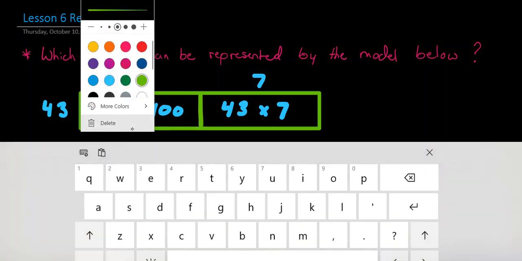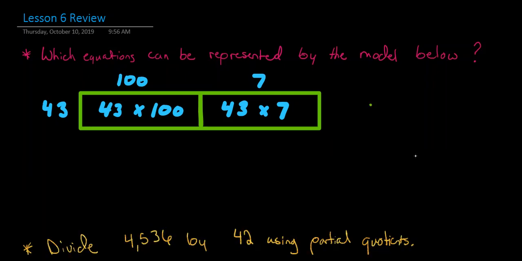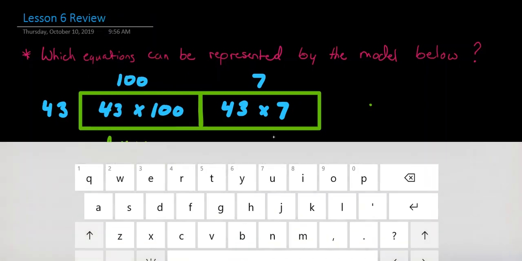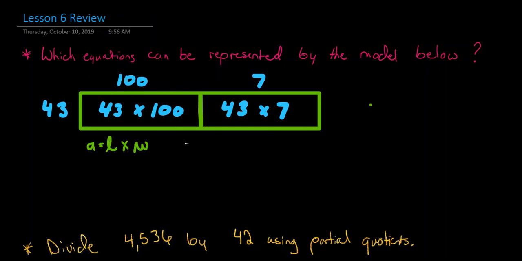So let me get a good color pencil out here. All right, I know that area equals length times width. And what that means is whatever's inside this box is equal to this times that. So the first thing I want to do is write what problem I think I have represented here. When you see this on your test, it's going to be multiple choice. So I'm going to do 43, because I have a width, times, I'm going to add this together, and that's going to be 107.